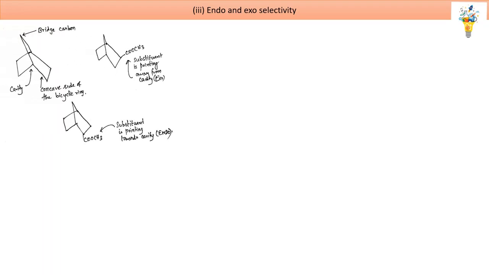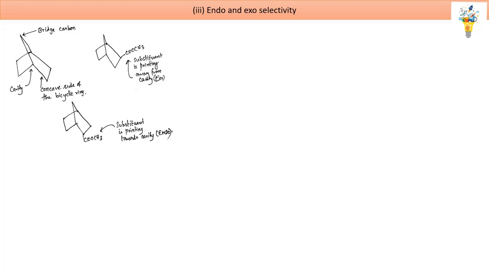The next part is endo-exo selectivity. So which one is endo and which one is exo? The concept: it is a bicyclic compound. There is a bridge carbon, and there is a cavity. This is the concave side of the bicyclic ring.